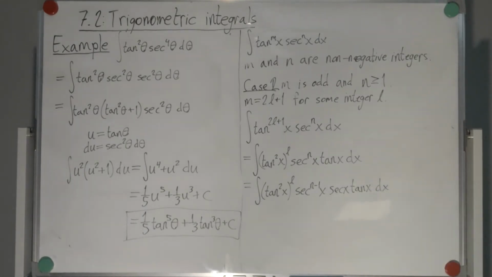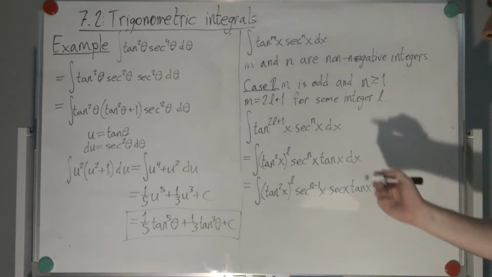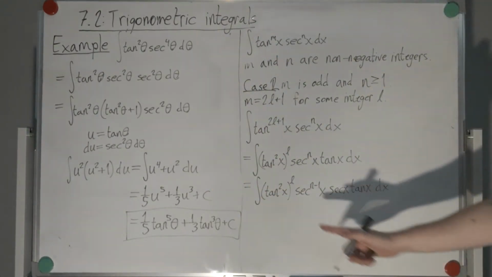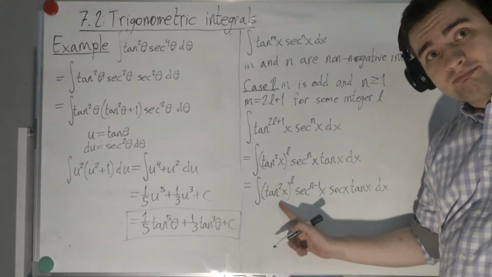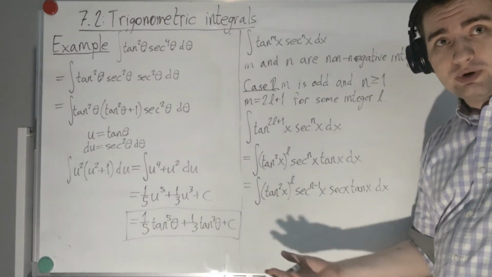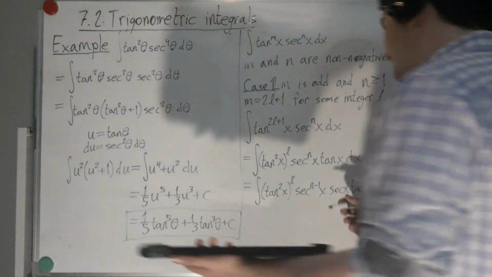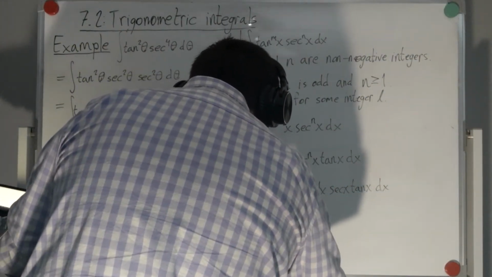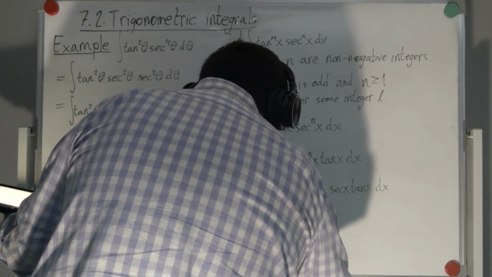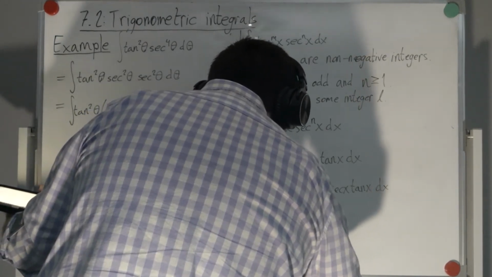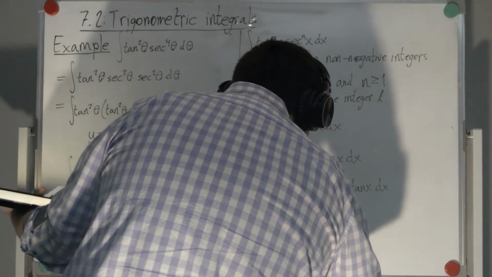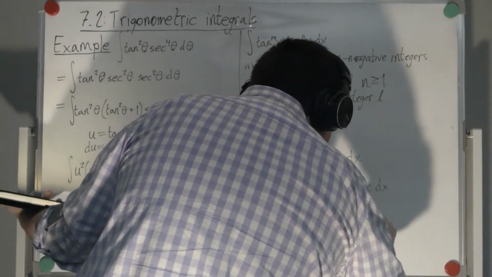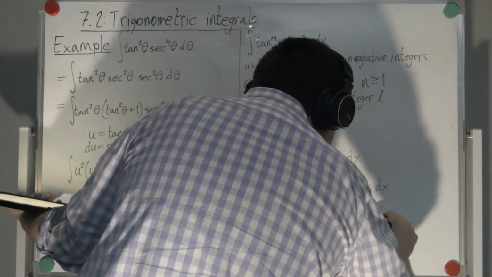All right, so now at this point we can do u substitution. Well, actually, one more thing before we do u substitution. Tangent squared x can be understood as secant squared x minus 1. So first of all, let's write that. So this is going to be the integral of (secant squared x minus 1) raised to the L, secant to the n minus 1 of x, secant x tangent x dx.